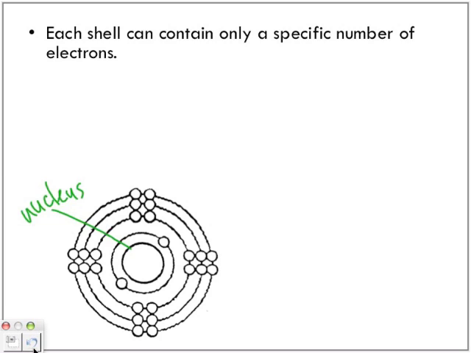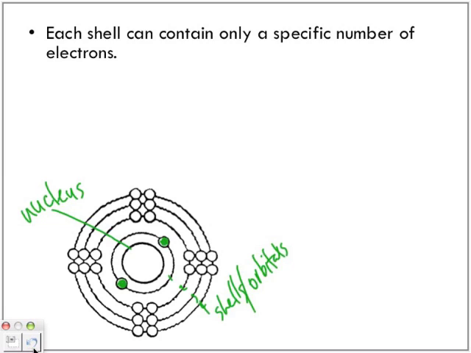Circling around it, we've got 1, 2, 3, 4 orbitals, or 4 shells. Okay, we're going to refer to them as shells or orbitals. And these are the electrons. What we're going to do is you're going to see a diagram like this, and you're just going to color in the correct number of electrons that are going to show of that atom.